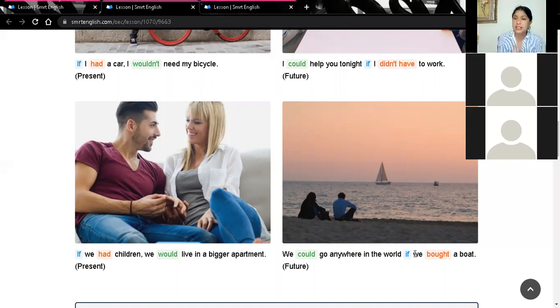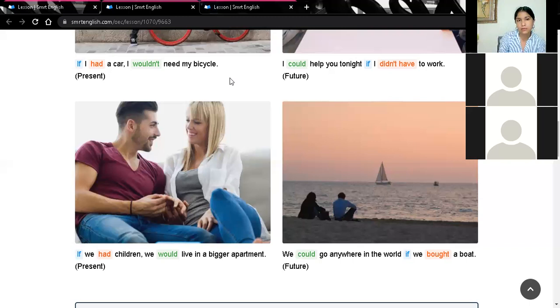At the end, this is just an imaginary situation because it's not real. Next example: we could go anywhere in the world if we bought a boat. What does it mean? That we don't have a boat. We're just imagining, we're just talking about hypothetical situations. Okay, up to this point, is the use of this context, tense and structure clear?